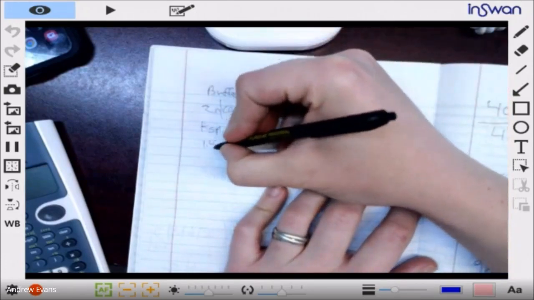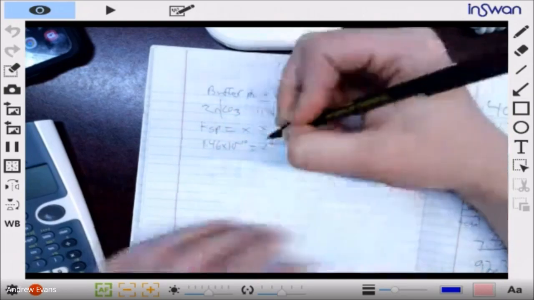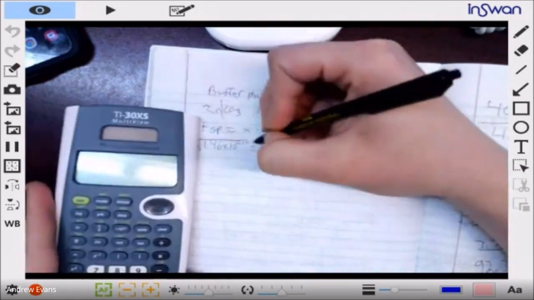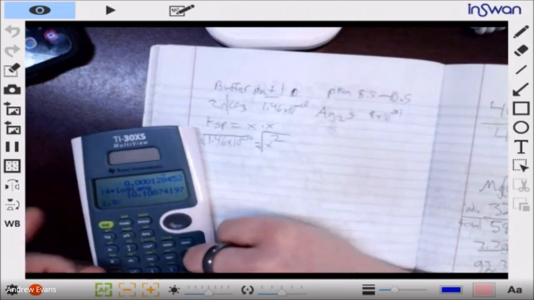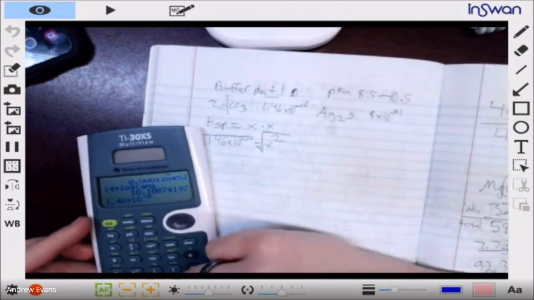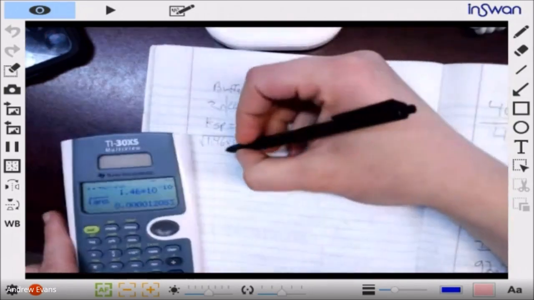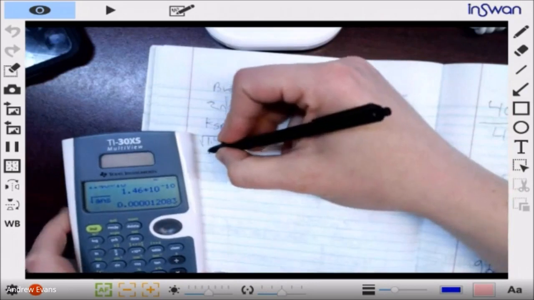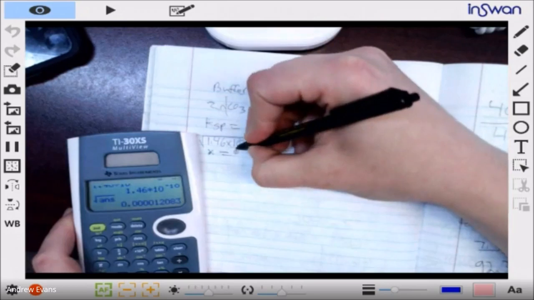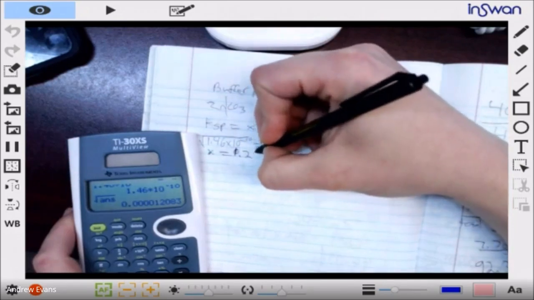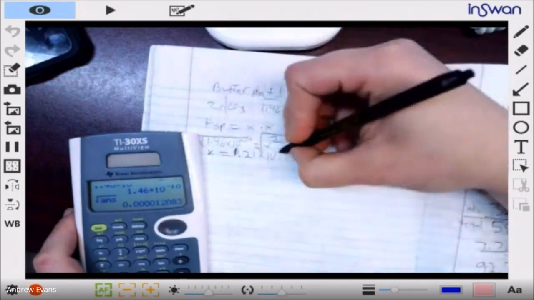So really, this one's just 1.46 times 10 to the negative 10th equals x squared. What do you have to do? You have to square root both sides. The first one's pretty straightforward. The square root of 1.46 times 10 to the negative 10 gives you the molarity of x, which is also equal to the molarity of zinc. It would be 1.21 times 10 to the negative 5th.